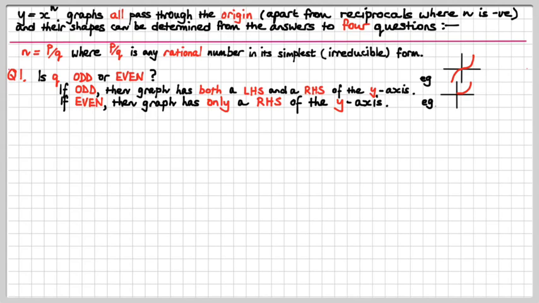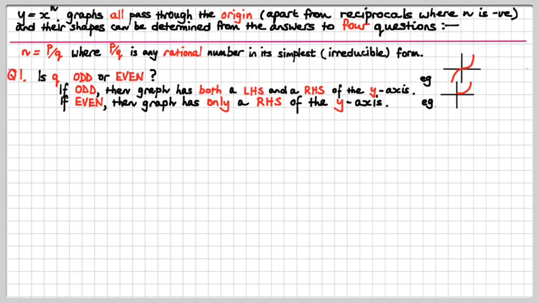Now, an example of that would be y equals x to the half, right? That's the wrong shape for x to the half, but that's nevertheless the kind of thing I'm talking about. This one here, where the denominator is odd, would be something like x to the third. Again, that's the wrong shape for that, but you get the idea, don't you?